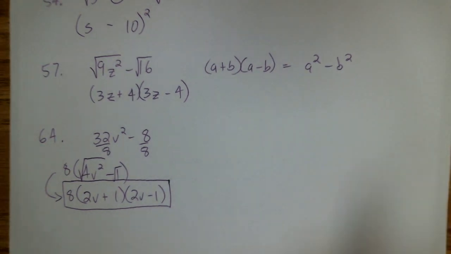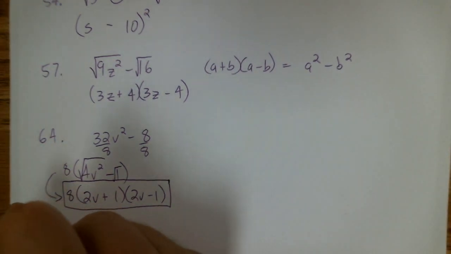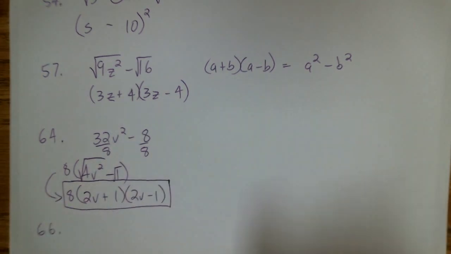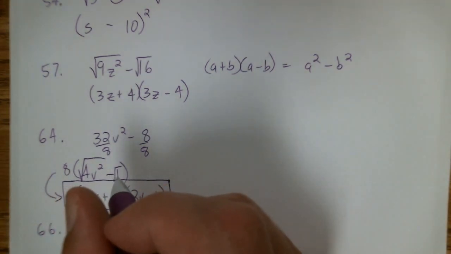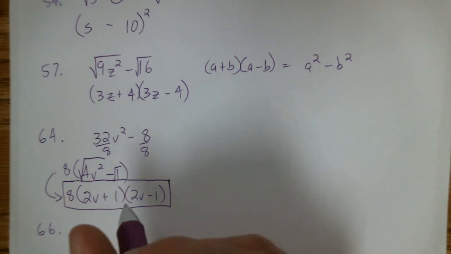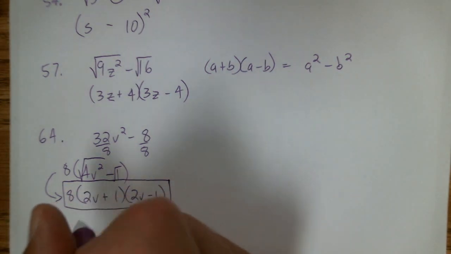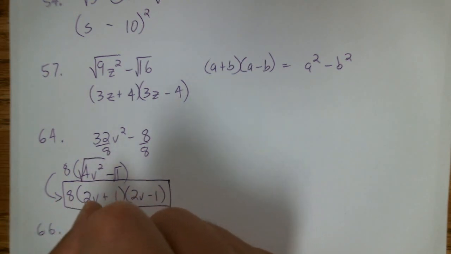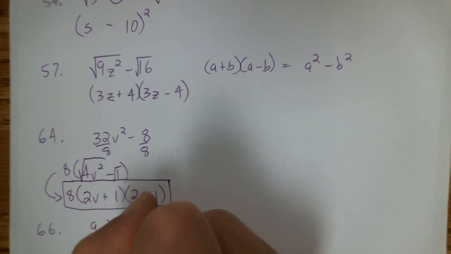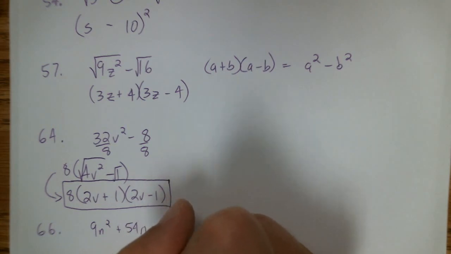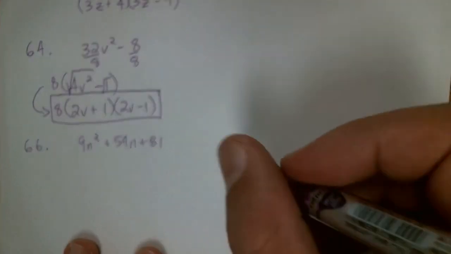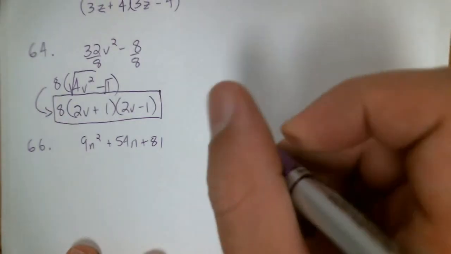Okay, next one, home stretch here, guys, home stretch. 66. We have, let's see here. Oh, this is the word problem. Find an expression for the length of a side of a square whose area is 9n squared plus 54n plus 81. Okay, so I have a square, and the area is this trinomial.